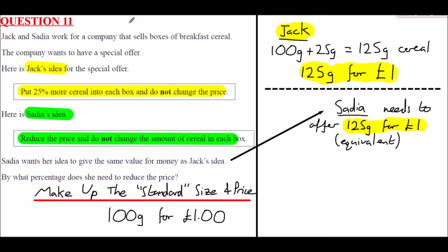So this starting amount, 100 grams for £1, we can think of this as a ratio as well. So we're wanting 125 grams to 100 pennies.